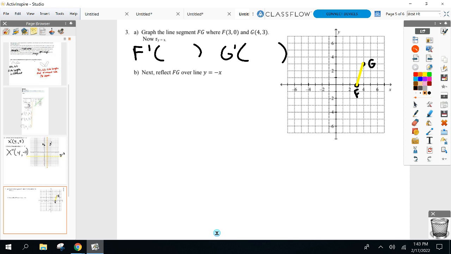Well, first of all, let me ask you about the rule. What do I need to do to my coordinates? You have to swap them. Swap? I like that word. Good job. You're right. 3, 0 becomes what? 0, 3. 4, 3 becomes 3, 4.